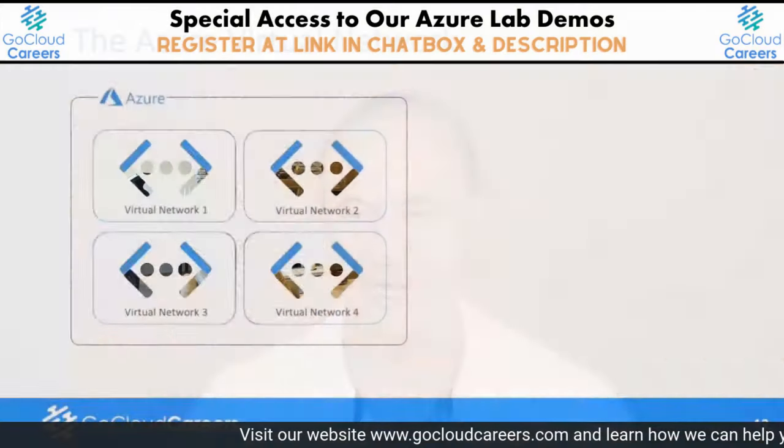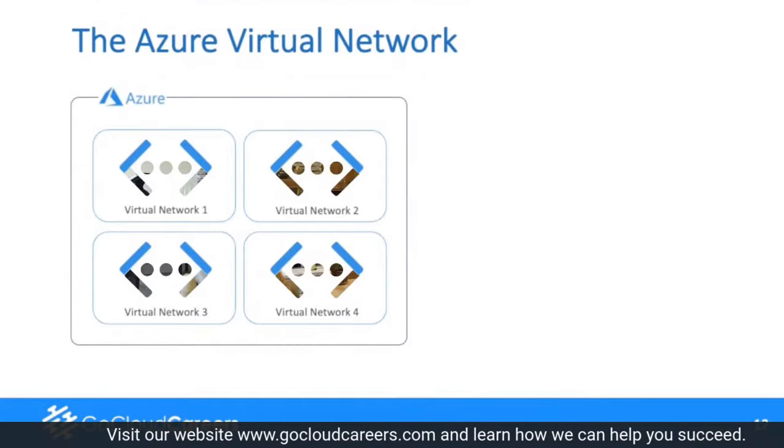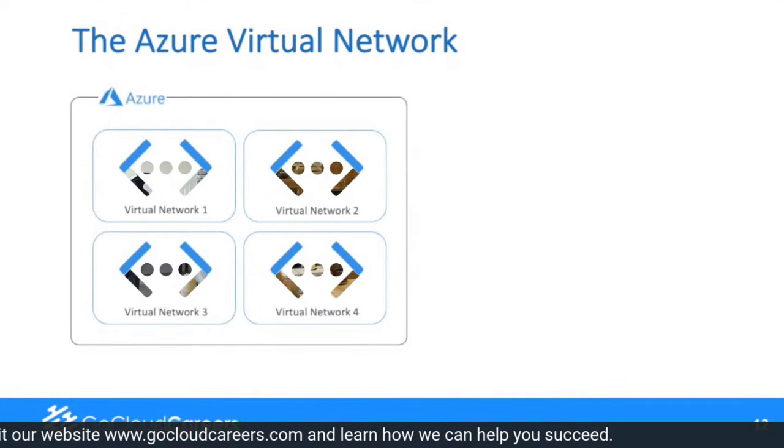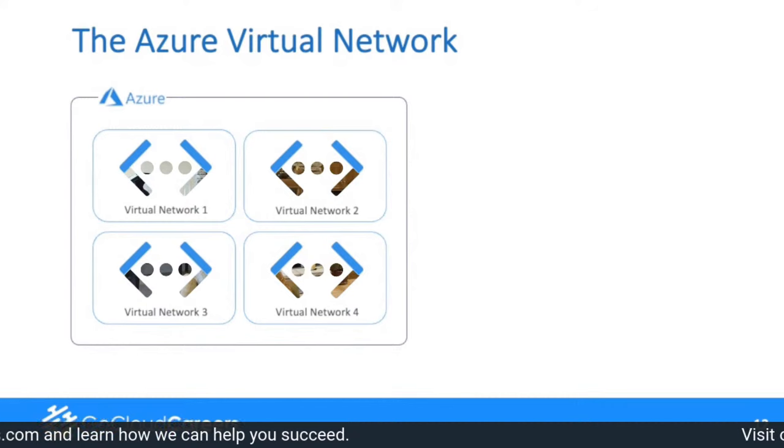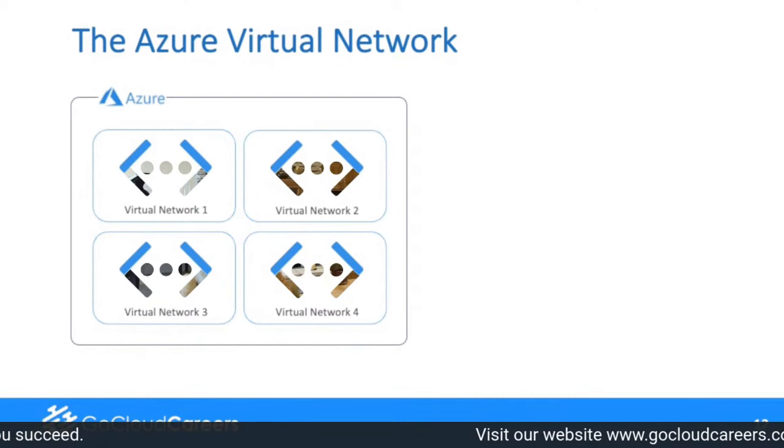And what it really looks like, it's going to look like this. I want you to think about this. If you look at Azure as just one big giant network and data center, and that's all it is, that's all AWS is, and that's all Google Cloud is, a big giant network and data center, and you rent a part of it.